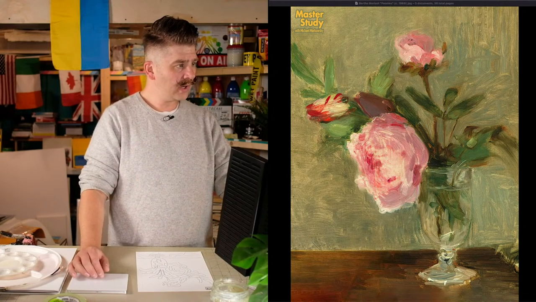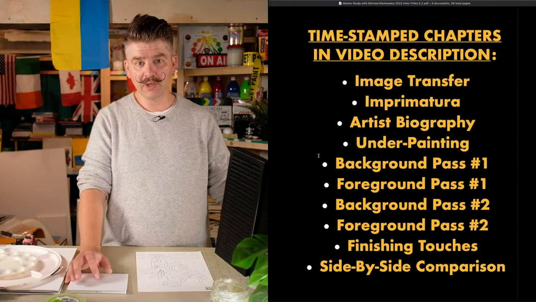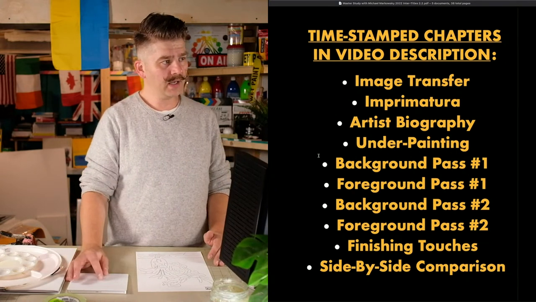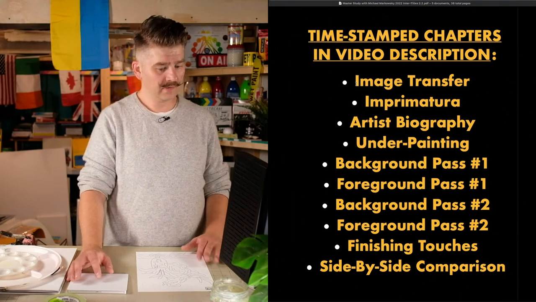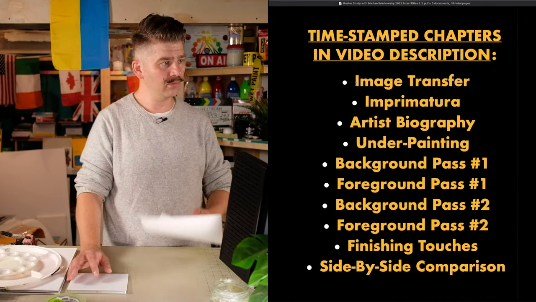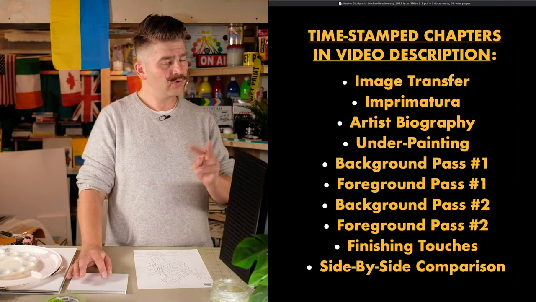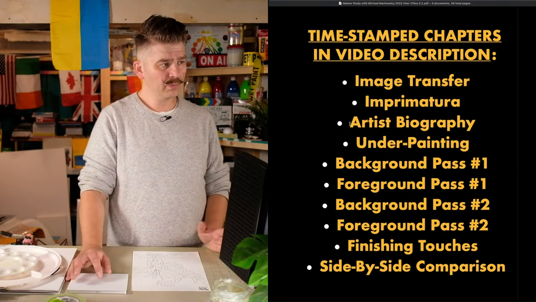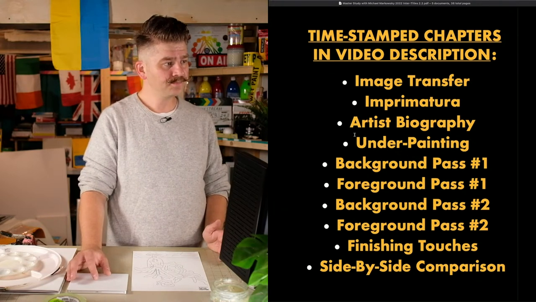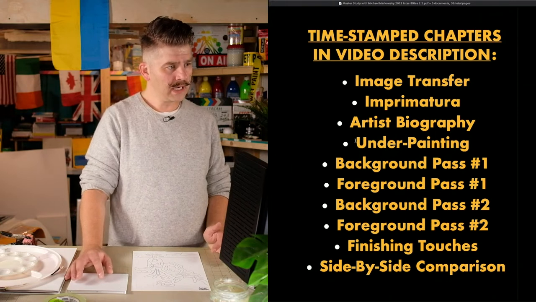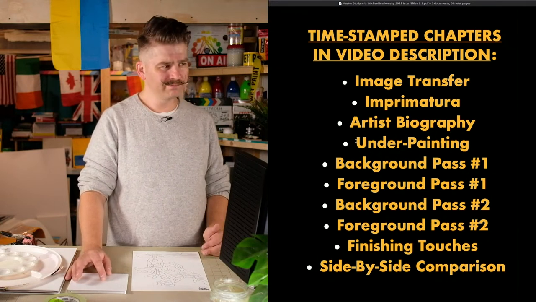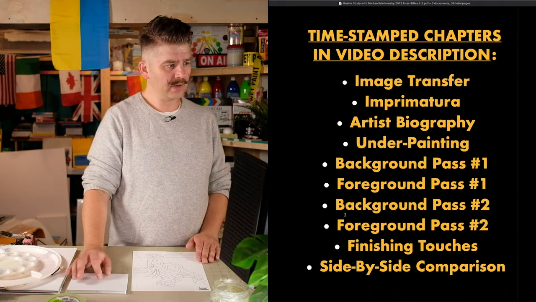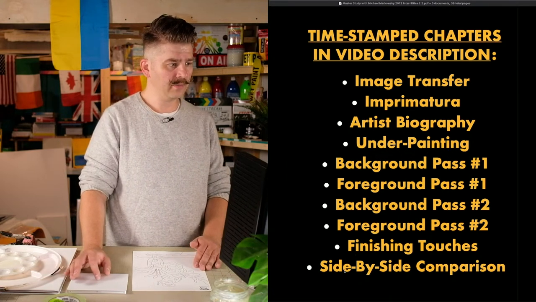Okay. Before we go any further, let's just sort of check in on the plan of attack today. So the plan is that we will begin by doing an image transfer, get the image onto the canvas. And in this case, it's this template. I'm going to show you how to find that momentarily. We're going to stain it, and I'm going to show you two different ways of doing this today. I don't usually do that, but I want to show, because I think this painting warrants it. Then we'll talk briefly about Berthe Morisot's biography. And our underpainting, maybe we'll do one with an underpainting. I'll think about it. And then we'll sort of bounce around back and forth between the foreground and background. And ideally about 2 hours from now, we'll do our side-by-side comparison.